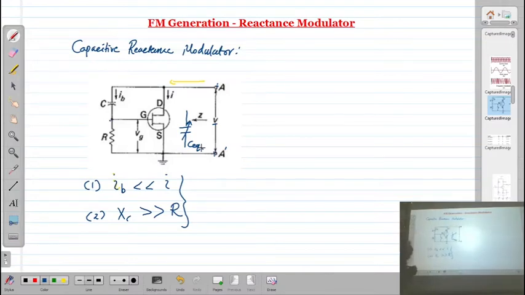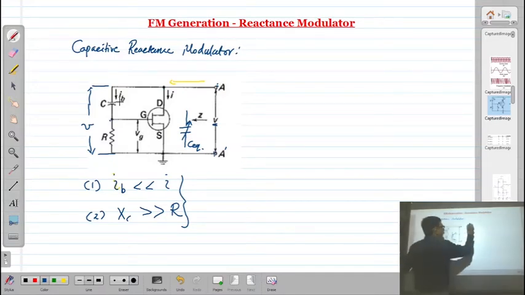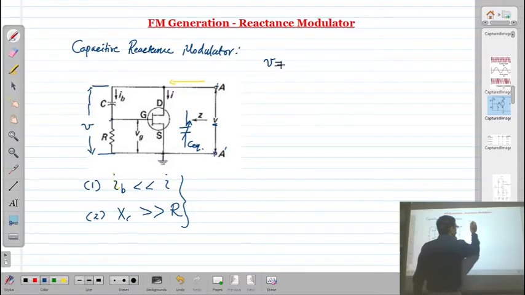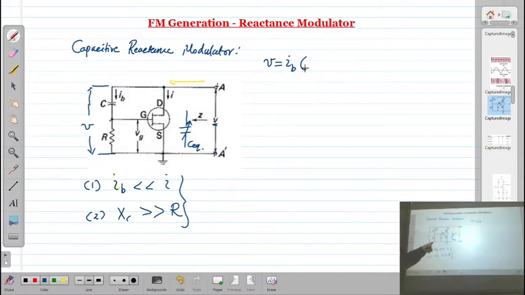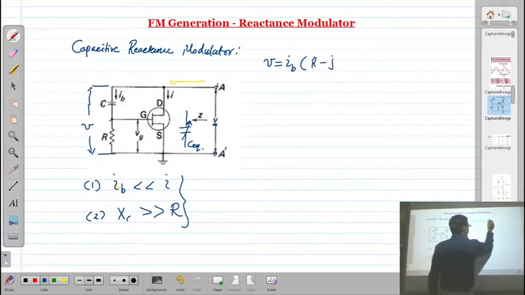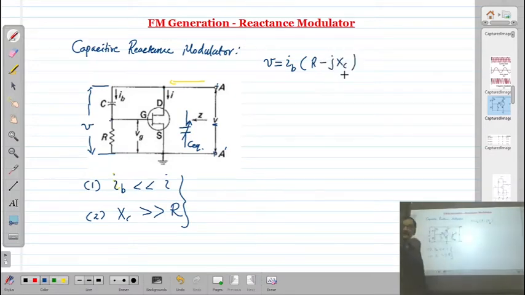To find this out, whatever voltage we have applied also appears between these two terminals. As a result, there is a flow of the current IB, so I can write that this voltage V is equal to IB into (R minus jXC), because this current is passing through the capacitor as well as the resistance. XC is the reactance of the capacitor.